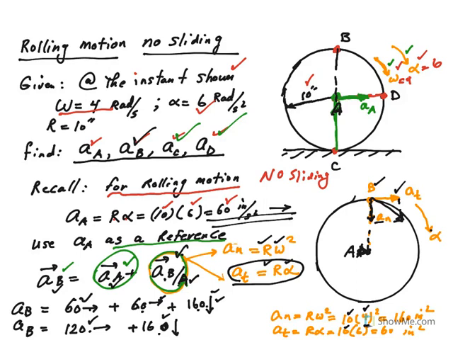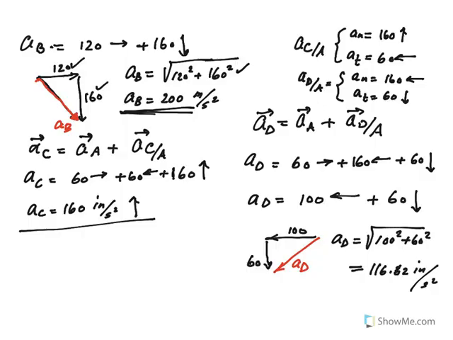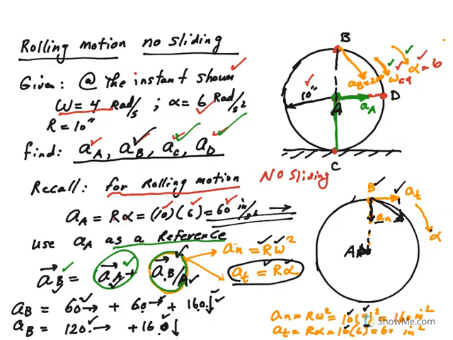So acceleration of B actually is 200, like this. It was 120 and 160. So this is acceleration of B equal to 200 inches per second squared. All right, back here. Now, what do we do for acceleration of C? Exactly the same thing. Use the same equation, this time translate with A and rotate about A. So this is acceleration of C as if A is fixed.